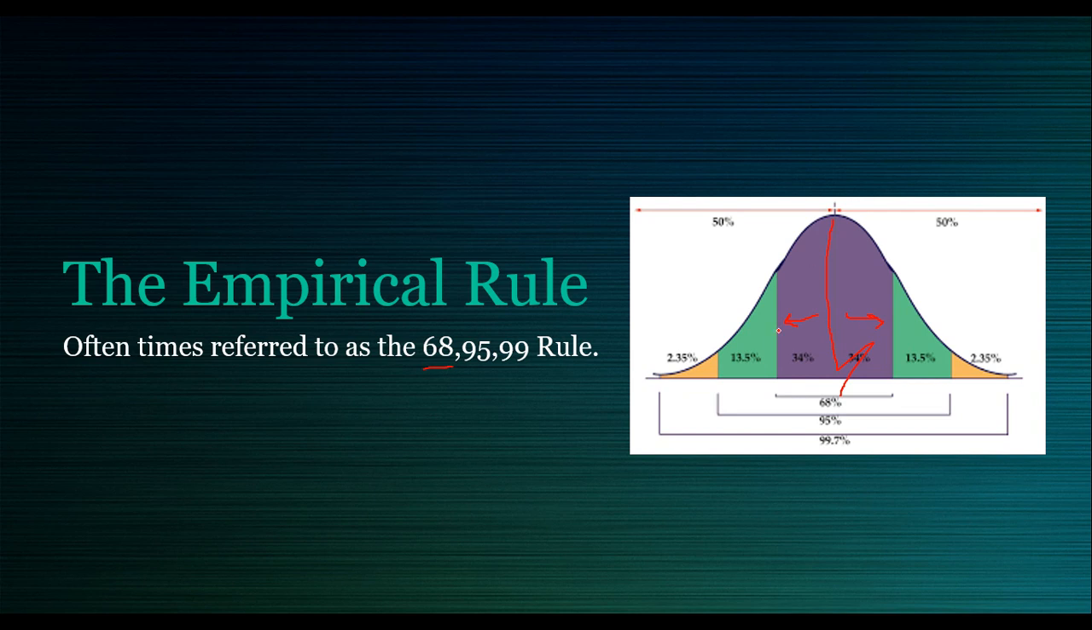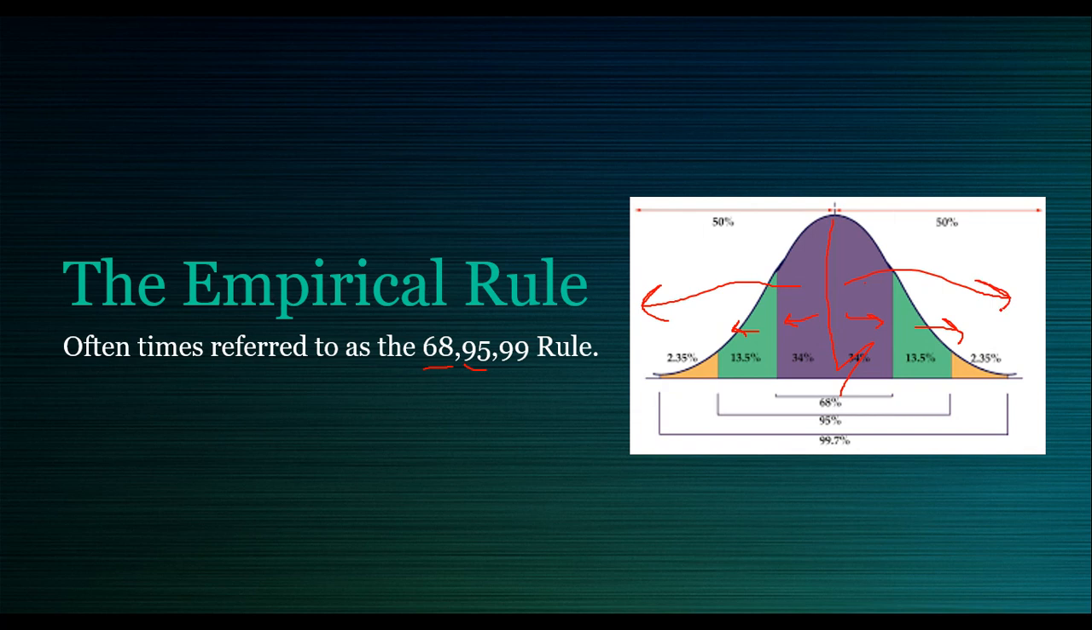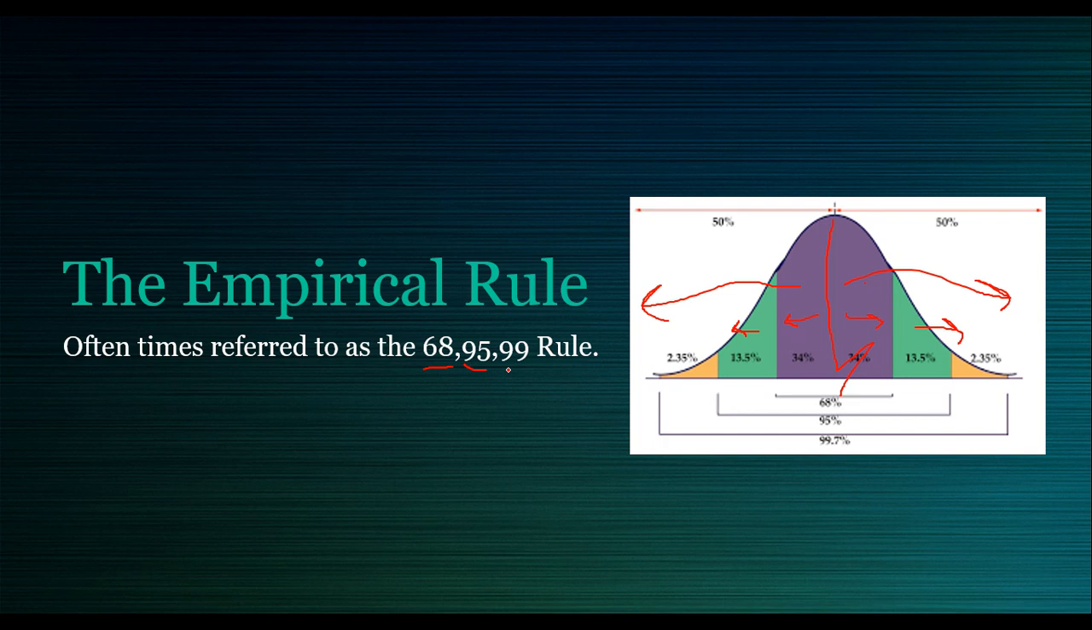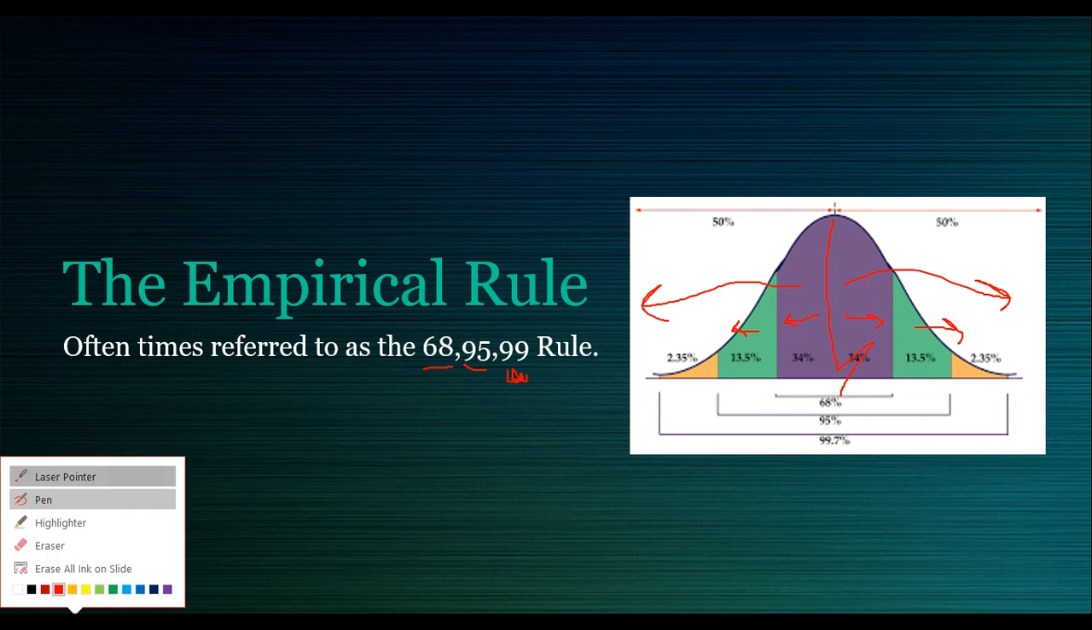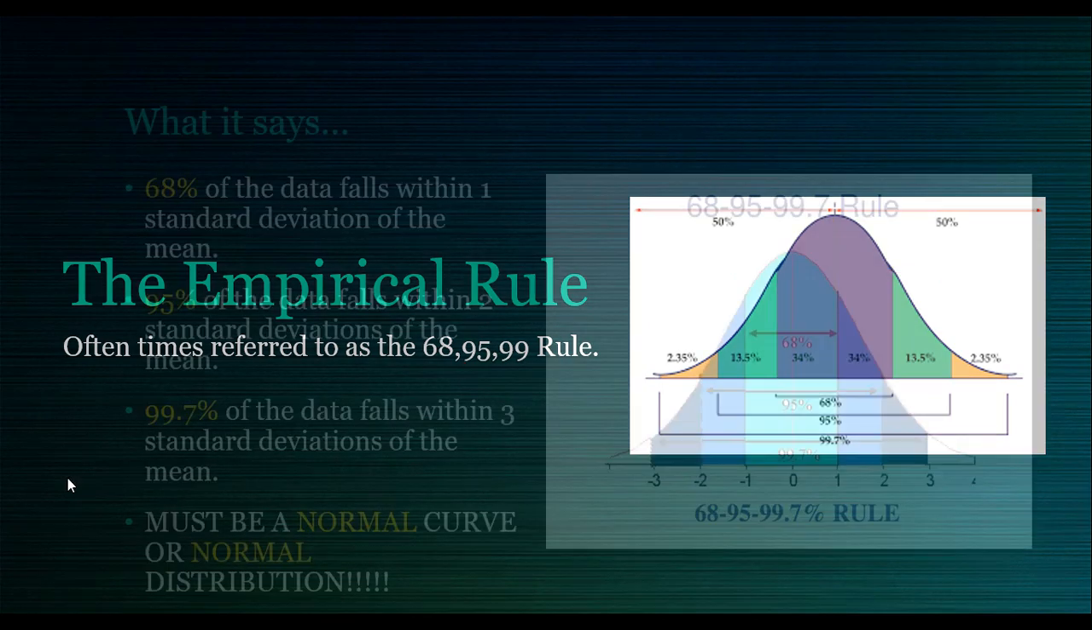Within two standard deviations of the mean, so here's one, here's a second one, all the way out here, we have 95% of the data. And then lastly, if we extend it all the way out to three standard deviations of the mean, all the way out to like this little tick mark right here, that has 99.7% of the data. So it's pretty cool. If you remember 68, 95, 99, you basically know the empirical rule.